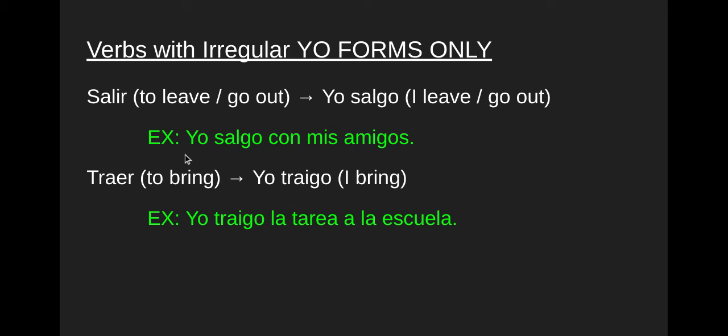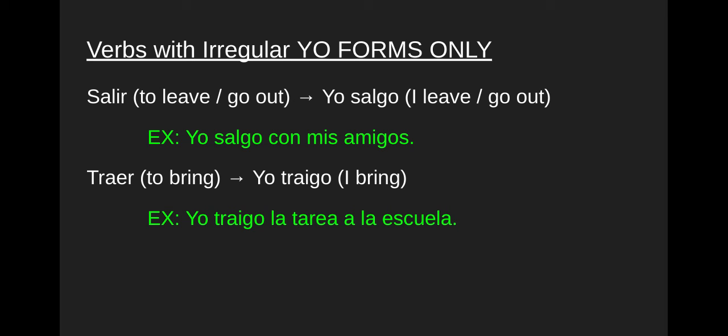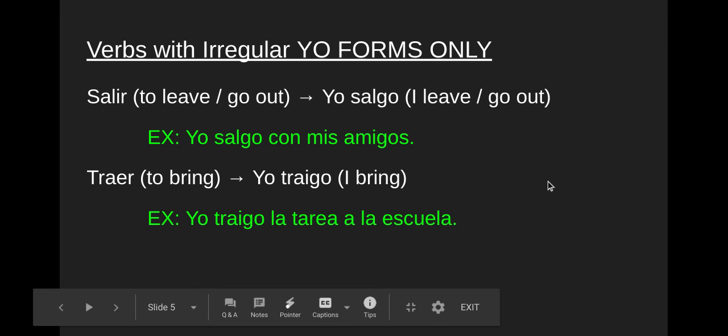So an example would be, yo salgo con mis amigos. I go out with my friends. Another one, traer, to bring. ER endings, traes, trae, traemos, traís, traen. Except for the yo form, yo traigo, I bring. So if you said, yo traigo la tarea a la escuela, I bring the homework to school, which you can't do right now. Sorry.